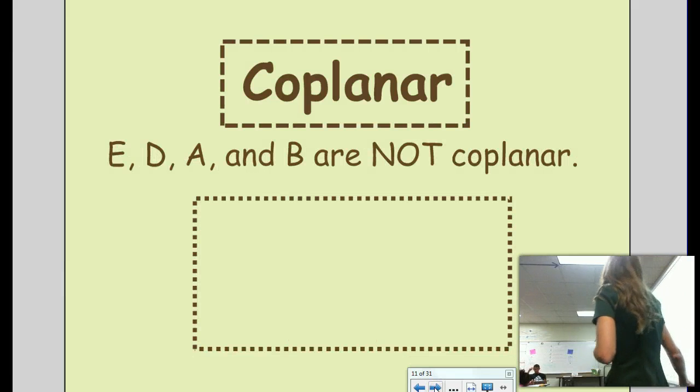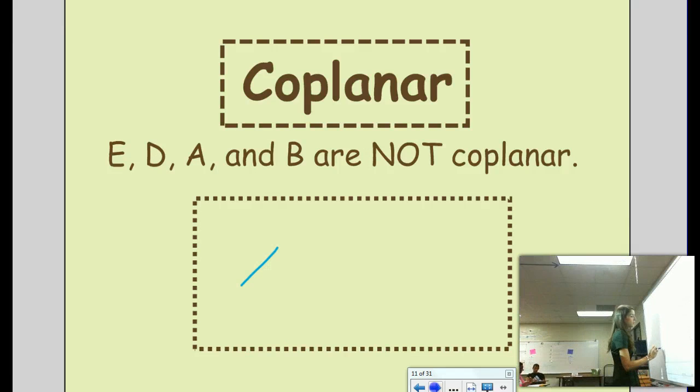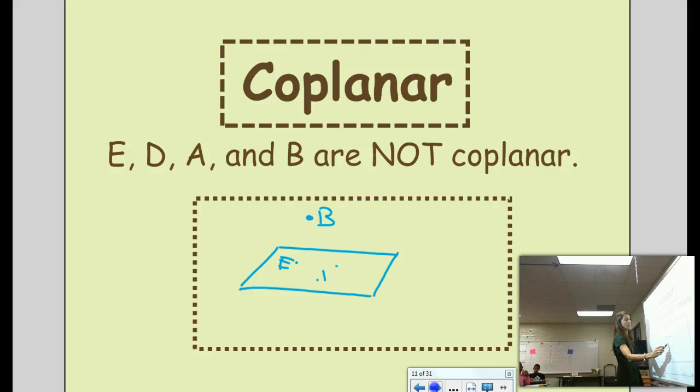Okay, what would it look like to be not coplanar? So I could draw myself a little plane, obviously, and I could put my dots in there, and then I could put B. Aww, he didn't get invited to the lunch table. They're all hanging out together, and then point B is not with them, so he's not coplanar. Does that make sense? He's not in the same plane as E, D, and A.